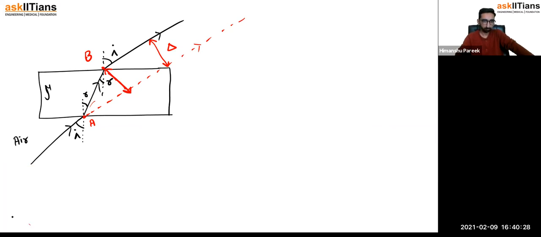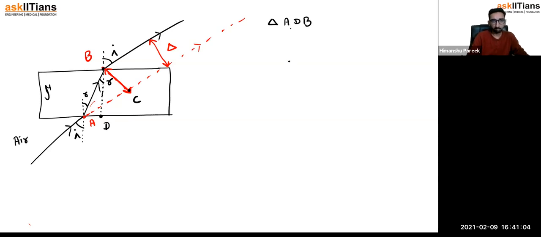Now here, if this is point B, this is point A, then we can mark this point as C. This was the normal at this boundary, so let me extend this normal, and it is coming here. Let's say the point is D. Now let's look at the triangle. First of all, we can see the triangle ADB, which is a right angle triangle.